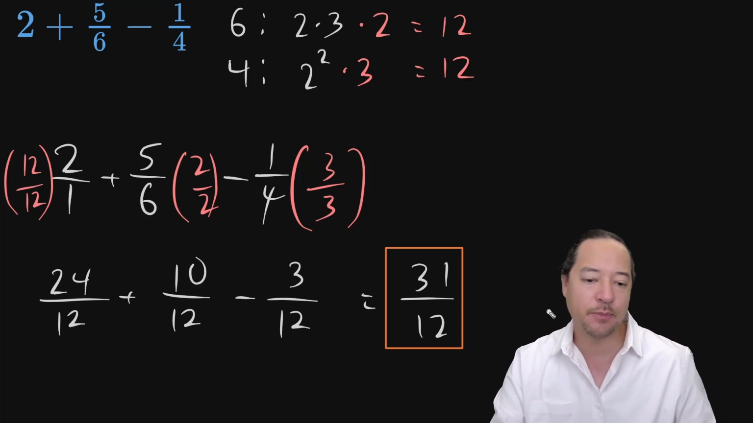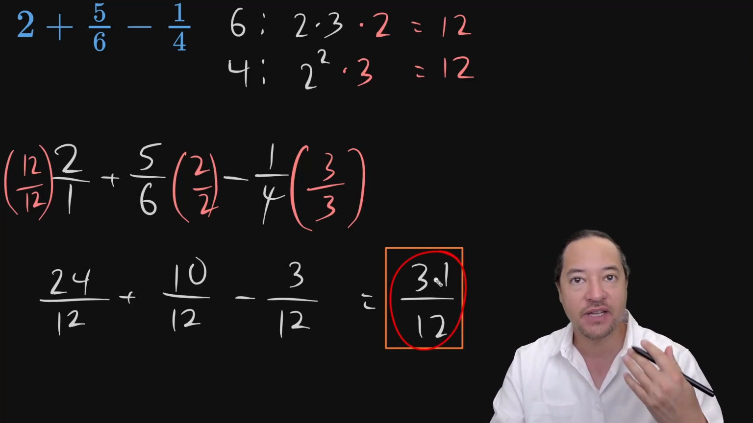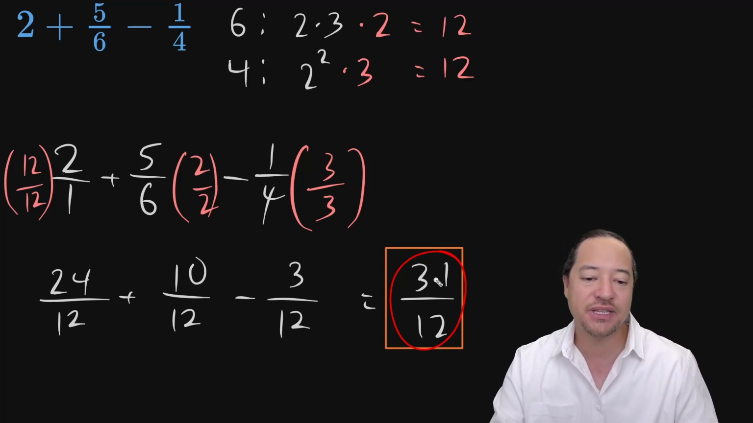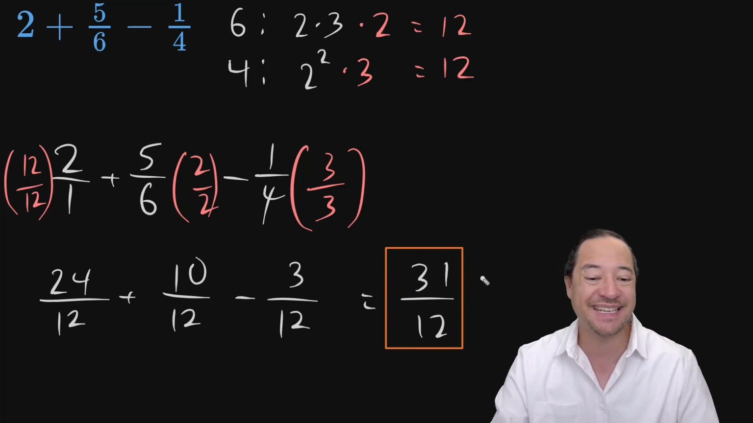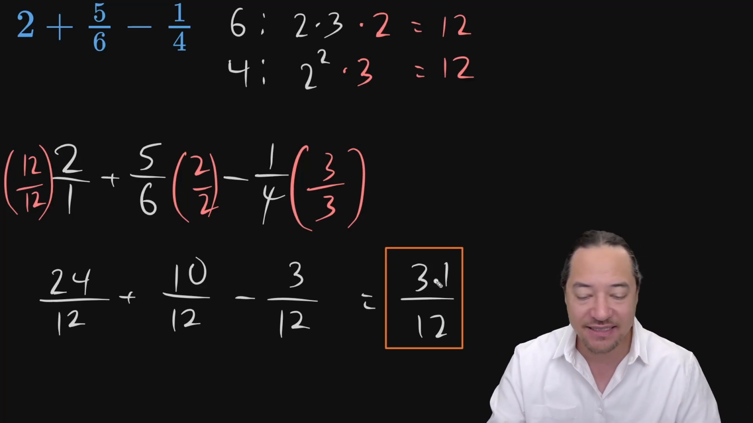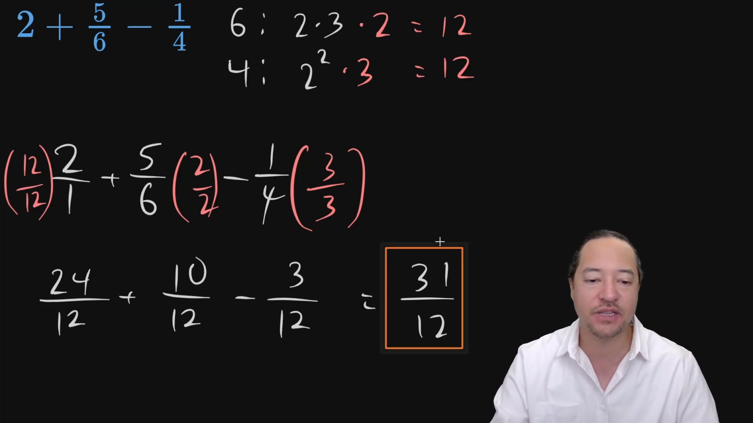Now, when you look at this number, this 31 over 12, some people like to put this in sort of like a mixed fraction form. They don't like it as an improper fraction. I'm fine with improper fractions, but let's say we want to put this into a mixed form. Well, we have to see how many times 12 goes into 31, right? So 12 times 3 is 36. That's too much. So we're going to stick with 12 times 2, right?